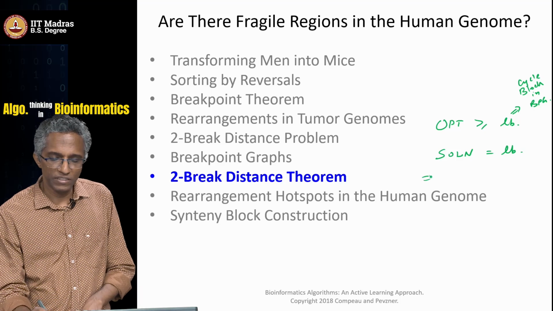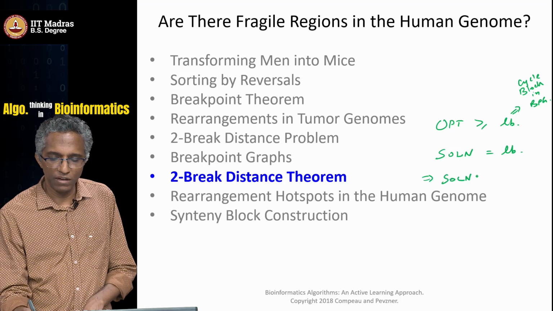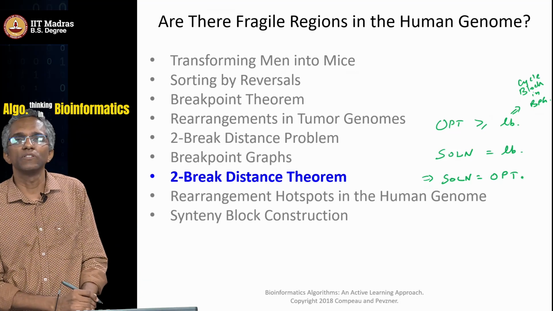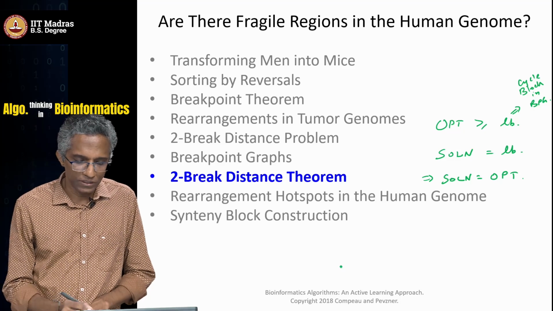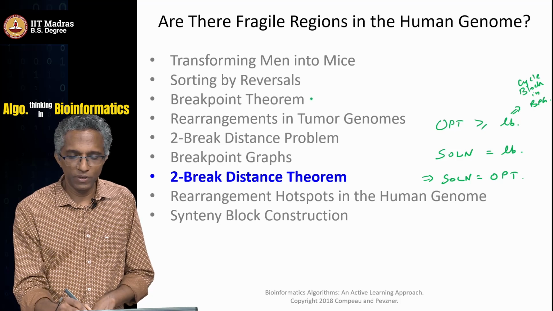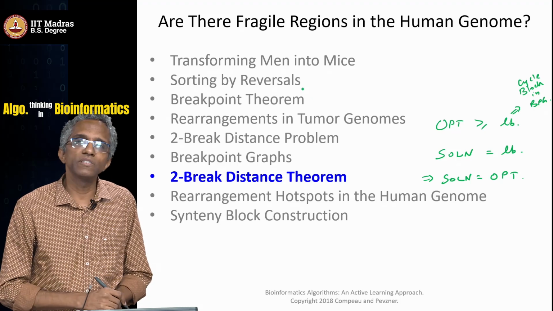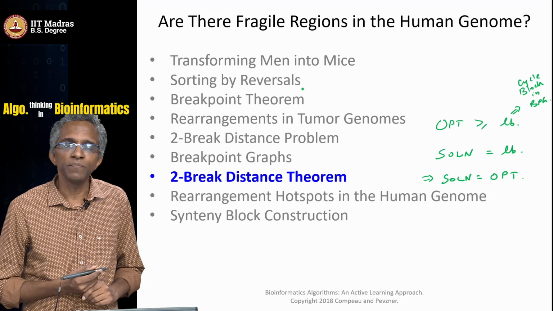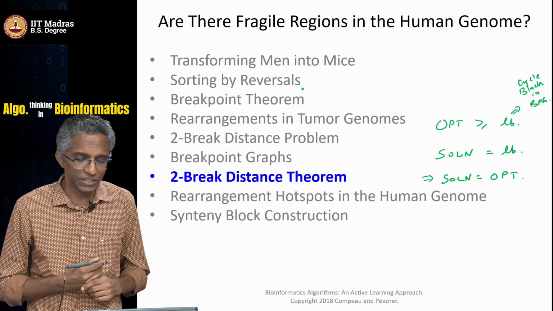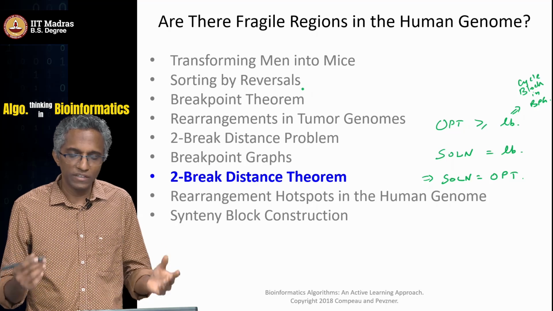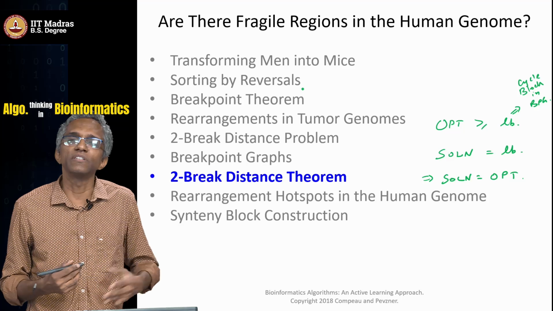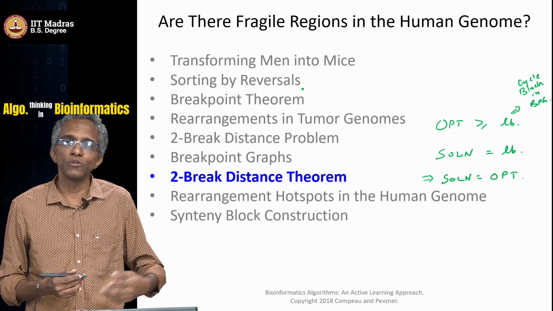So, this implies that we have a solution which will have the same cost, or the same objective function, as the optimum. And that is what we are going to achieve using this 2 break distance. If you remember the breakpoint theorem and the sorting by reversals, we were not able to show that fully, even though there are algorithms that exist for figuring out the reversal distance on signed permutations. Here we have a more general set of operations using 4 operations like translocations, fusions, fissions, and reversals, all of which can be represented by 2 breaks.